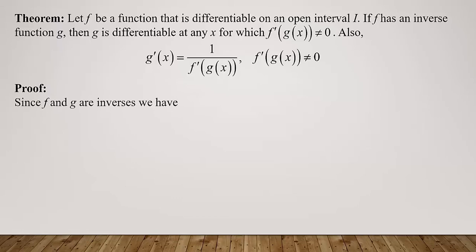So first off, the theorem is saying f and g are inverses of each other. Well, if f and g are inverses, we know the composition f of g of x must equal x.